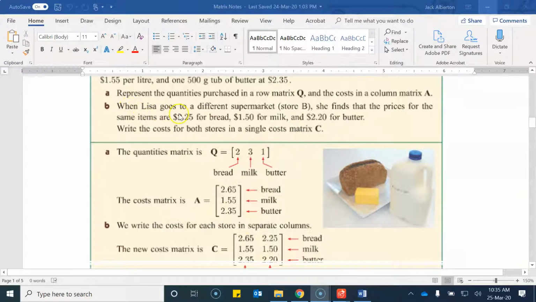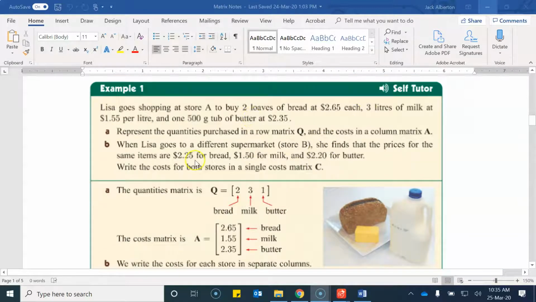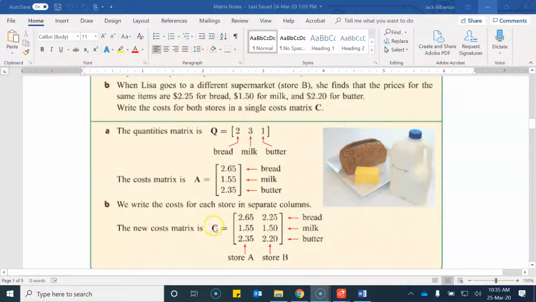Part B. When Lisa goes to a different supermarket, store B, she finds that the prices of the same items are $2.20 for bread, $1.50 for milk, and $2.20 for butter. So now the costs have differed from the initial cost. Write the cost for both stores in a single cost matrix C. This is just a way to compare the costs of the items at the two shops. They've called this matrix C. They've got the cost from the first shop in the first column, and in the second column they've put the cost of the second.